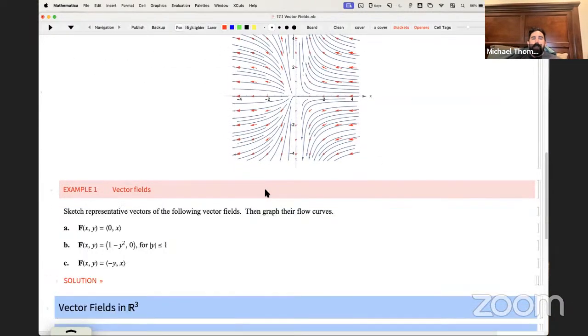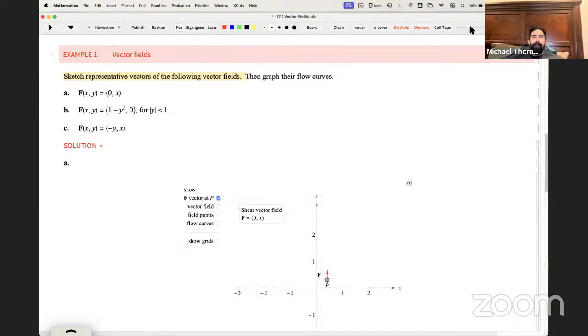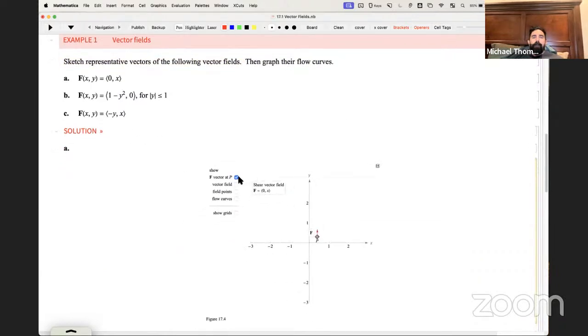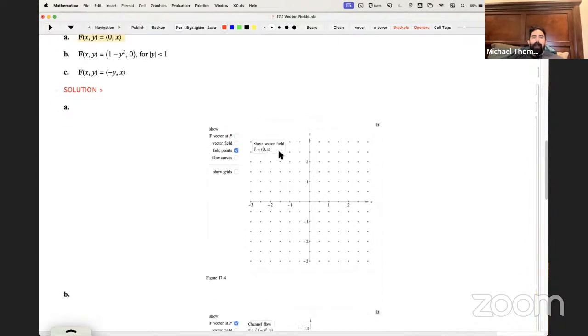Okay, so let's look at an example. 3 examples. We're going to sketch some representative vectors of these vector fields. These are all 2-dimensional vector fields. Let's start with the first one. We're also going to graph their flow curves. That part's easy. So let's start with the vector fields. So first thing you want to do is set up some field points. We're doing this one right here. Oh, here it is right there. And then we're going to graph vectors at each one of these field points.